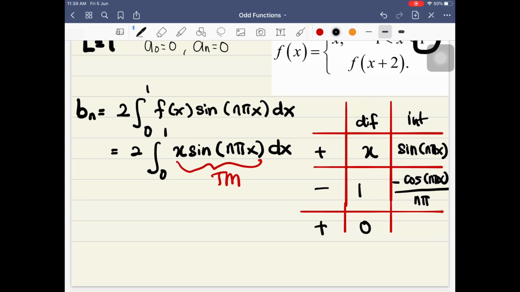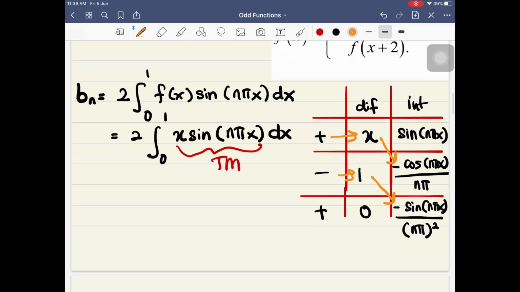So again, integrate cos n pi x, so you will have sine n pi x. Negative is still here over another n pi. So n pi multiplied by this n pi will give you n pi the whole thing squared. Therefore this is your tabular method result.